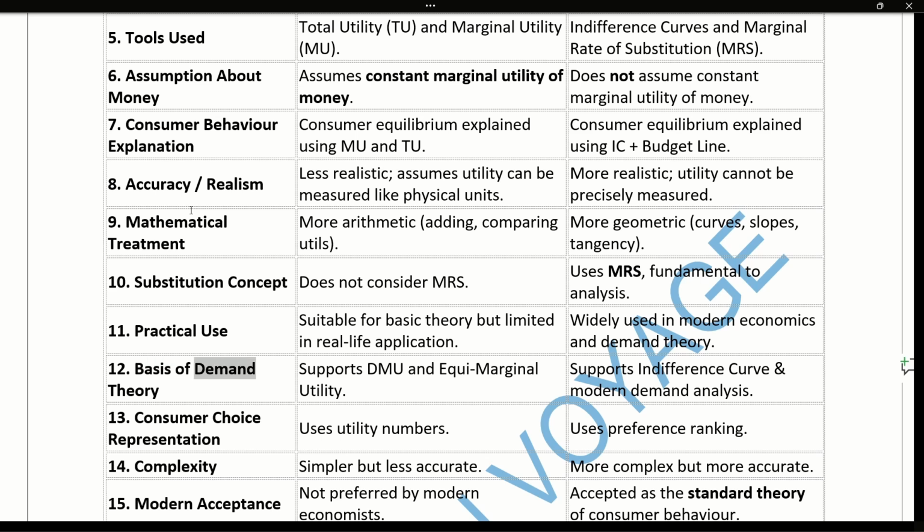12 basis of demand theory. Supports DMU and equimarginal utility. Supports indifference curve and modern demand analysis. 13 consumer choice representation. Uses utility numbers. Uses preference ranking. 14 complexity. Simpler but less accurate. More complex but more accurate. 15 modern acceptance. Not preferred by modern economists. Accepted as the standard theory of consumer behavior.